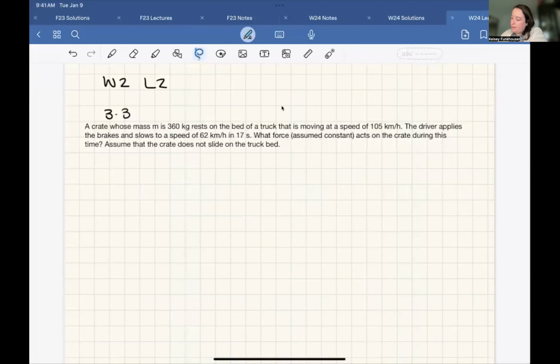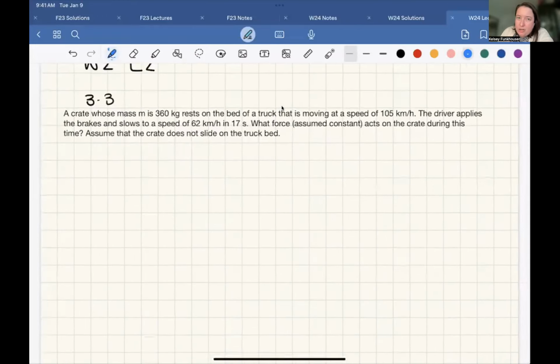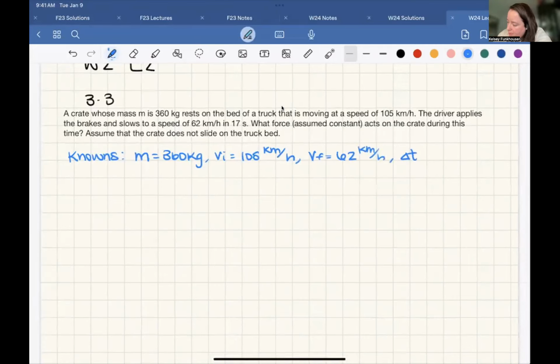Okay. So the first thing we should do is just write down our knowns, and then we're going to draw a picture. Well, knowns and unknowns. Okay, so we know the mass of the crate, which is 350 kilograms. We know its initial speed is 105 kilometers per hour. And the final speed is 62 kilometers per hour. And the time interval between those speeds is 17 seconds.